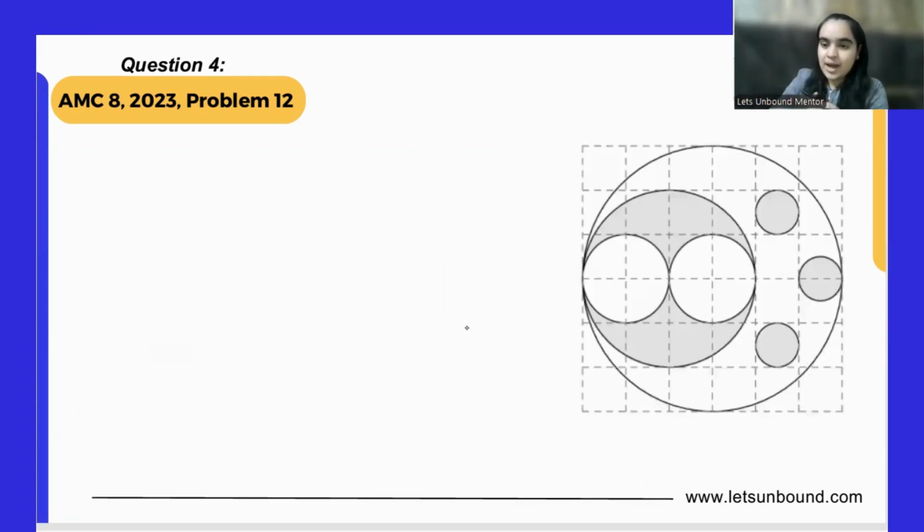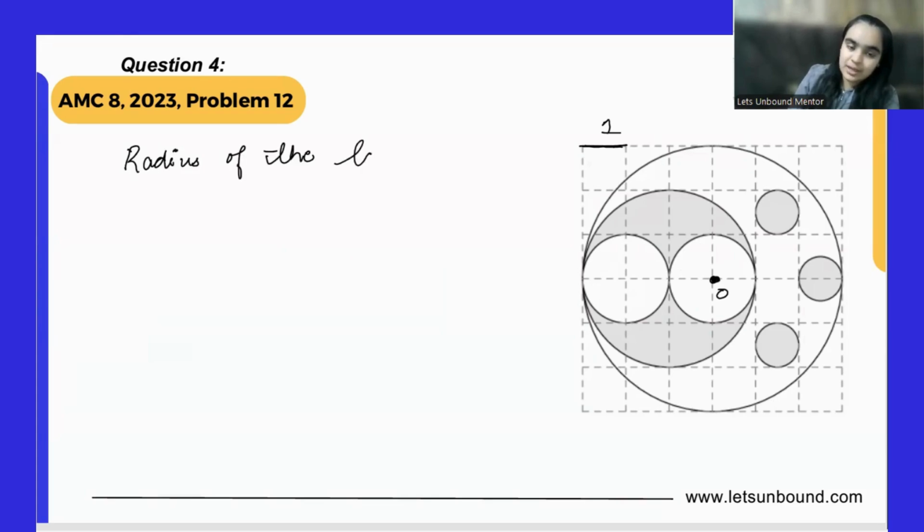So what we can do, up to our convenience, we will assume that this is the grid over which they have created this shape. So we will assume the length of one square is 1 unit. Okay, so this is going to be the center of the largest circle, correct? Because the distance from the center to any point on the boundary of the circle is 3 units from either side, right? So this is going to be the center of our biggest circle. And we will assume that the radius of the largest circle is 3 units. 1, 2, 3. Okay. So the diameter will be 6 units.